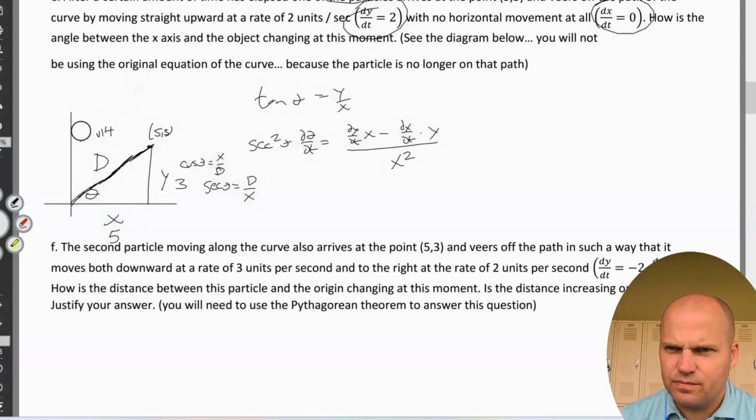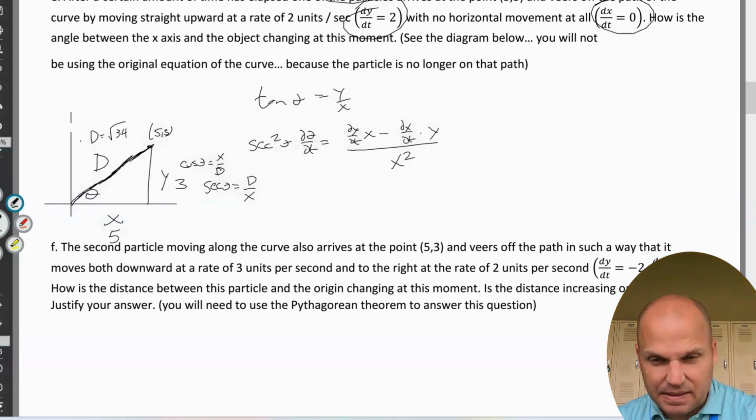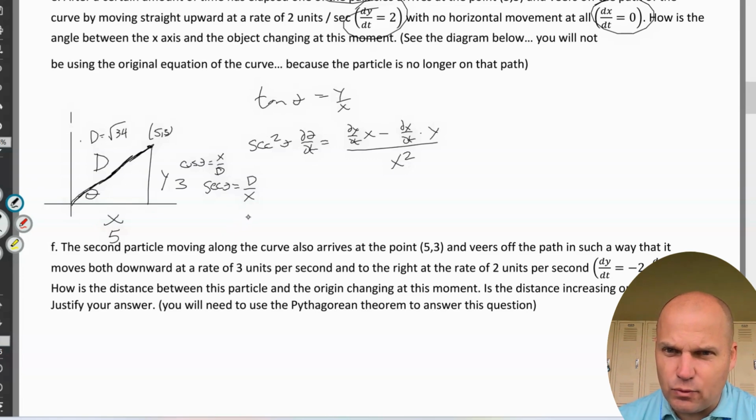Silly Mr. Messner. 25 plus 9 is 34. So D is root 34. All right. So secant is root 34 over 5. Secant squared is 34 over 25.